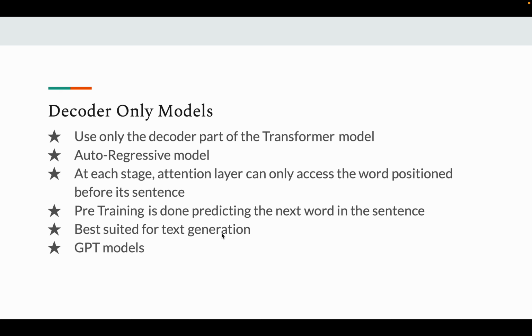Pre-training is done by predicting the next word in a sentence. In the pre-training phase, we pass a sentence and ask the model to predict the next word. So this is definitely suited for text generation, and if our use case is text generation, we can definitely use decoder-only models. An example is the GPT models. Everybody knows about GPT models.